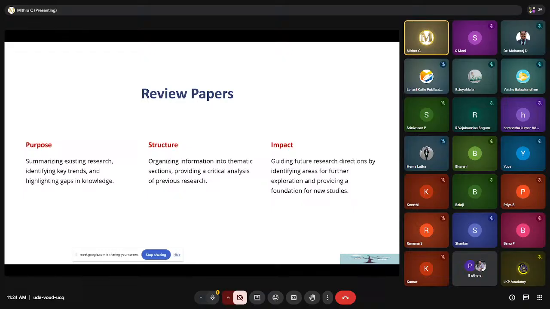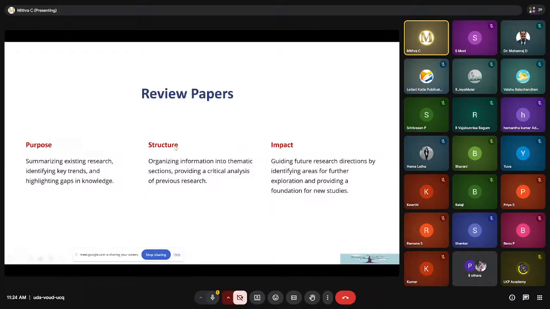So what is the purpose of the review paper? The purpose of the review paper is to summarize the existing work, what previous researchers have done. When you are getting into research, the first paper that you need to write is a review paper. Without knowing the research gap, it is very hard for you to identify the key trends. Highlighting the gaps in knowledge is also one of the purposes of writing a review paper.